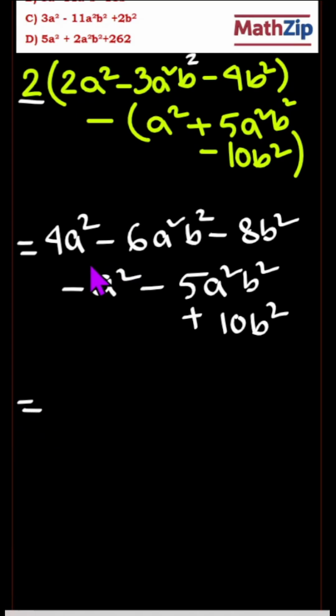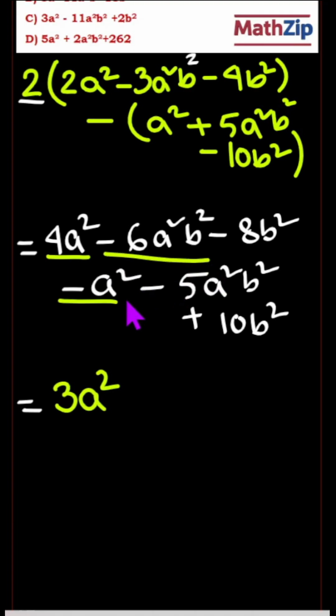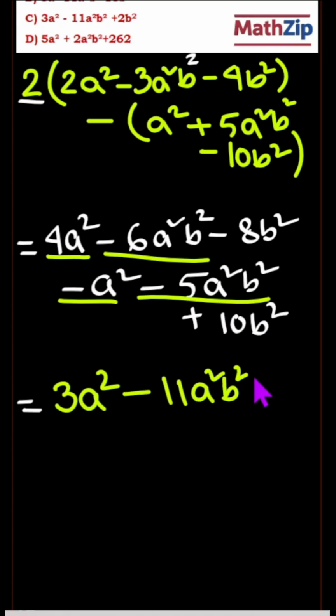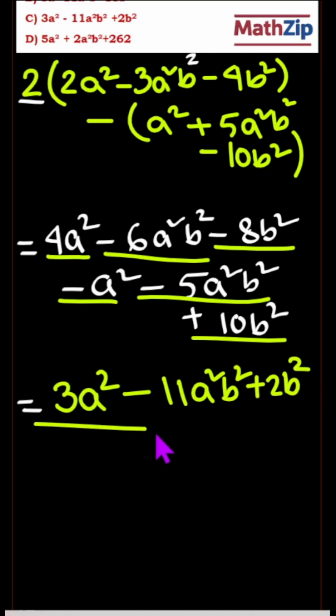Like, look, here is 4a square and here is minus a square. So what will be the answer? Here is 3a square. Next, minus 6a square b square, and here is minus what? 5a square b square. So it will be minus 11a square b square. And finally here is minus 8b square and here is plus 10b square. So it will be plus 2b square. And this is our answer.